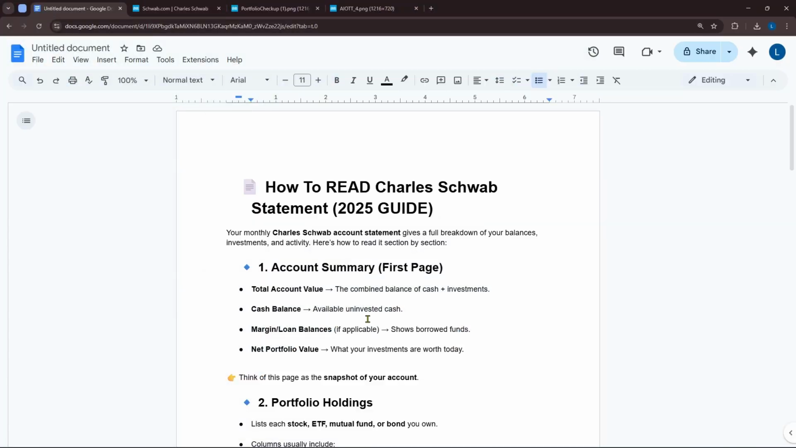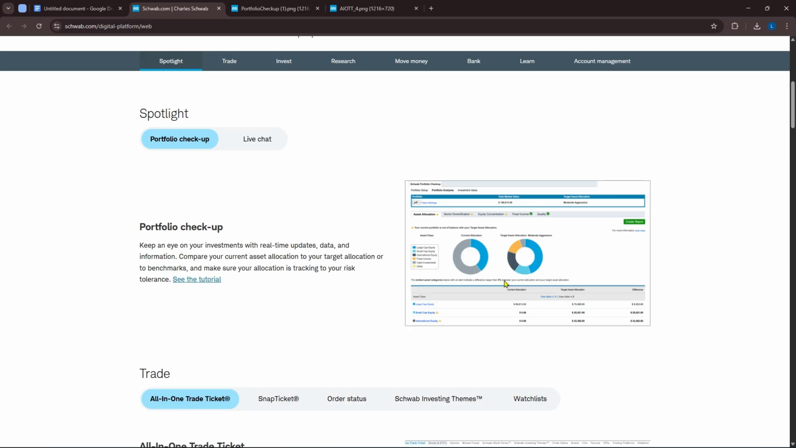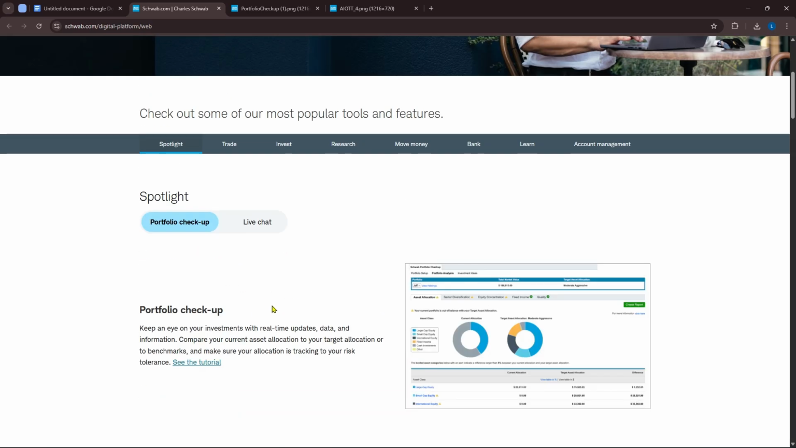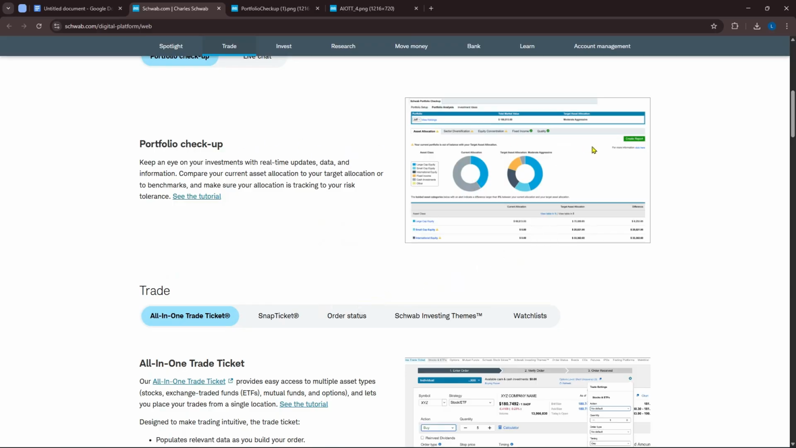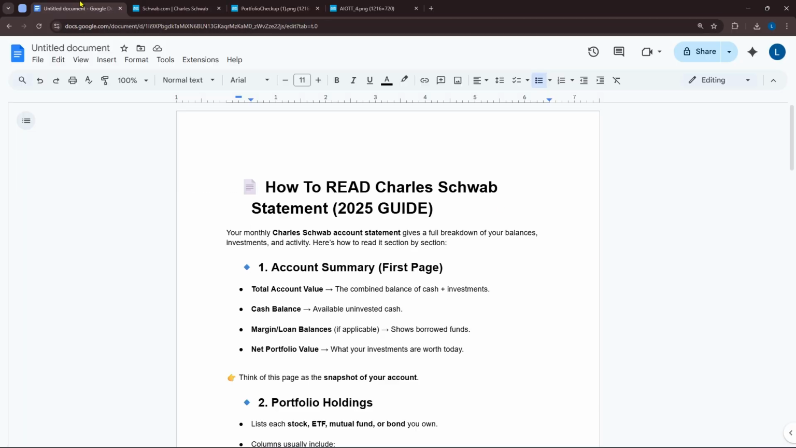On your Charles Schwab account. So now let us talk about how to read a Charles Schwab statement as a guide. So right here is their digital platform, which allows you to check their popular tools and features. Starting off with their portfolio checkup. So here's a clear version of it. So right here, this is their portfolio checkup.